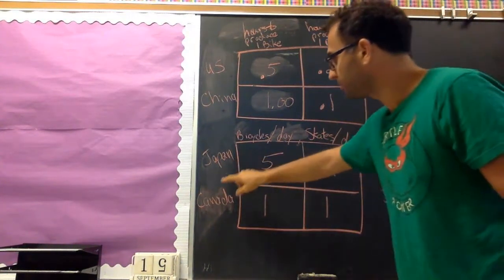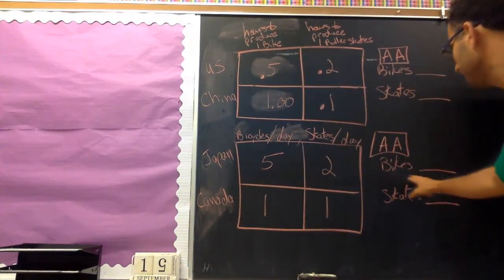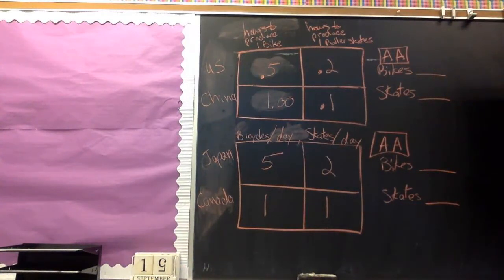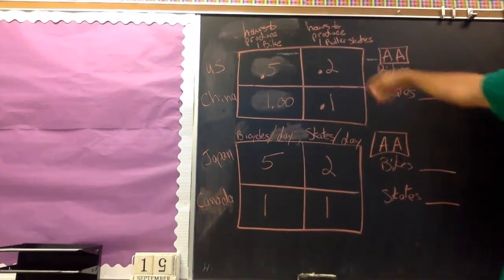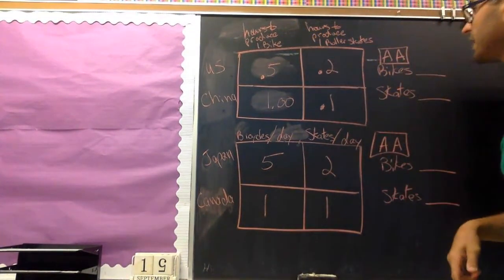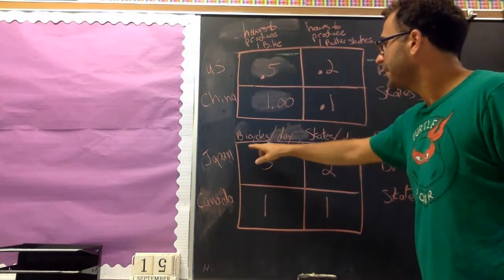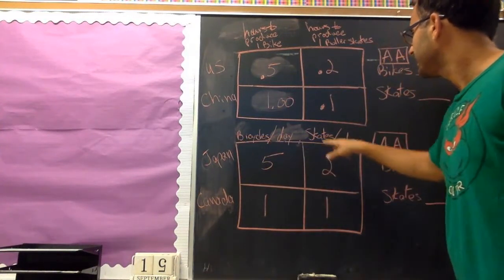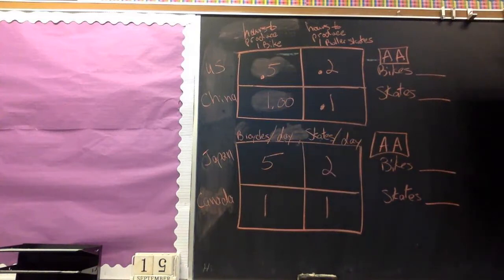Same thing here, Japan and Canada. Who has the absolute advantage in bikes? Who has the absolute advantage in skates? Up here it says hours to produce one bike, hours to produce one roller skate. Over here for Japan it says bicycles per day, skates per day. All right, pause the video.